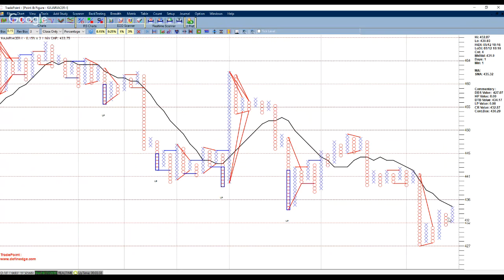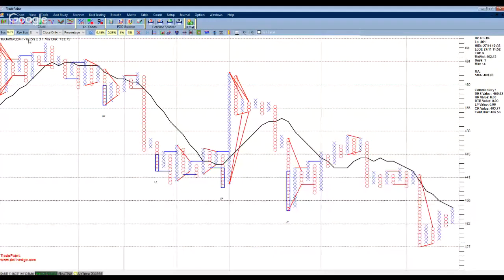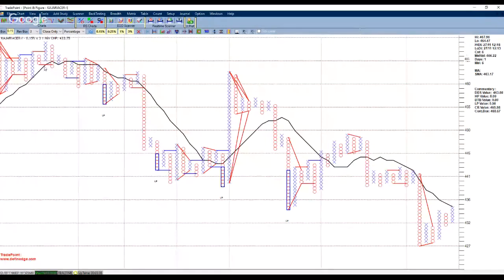The time frame that we generally prescribe for intraday trading is a 1 minute close only price with a box size of 0.15%. That is the default setting that we prescribe, and of course based on your style of trading, you can always play around with the time frame as well as the box size.